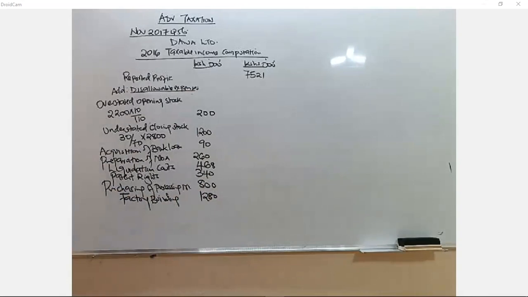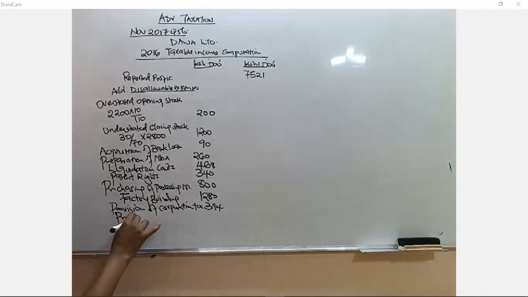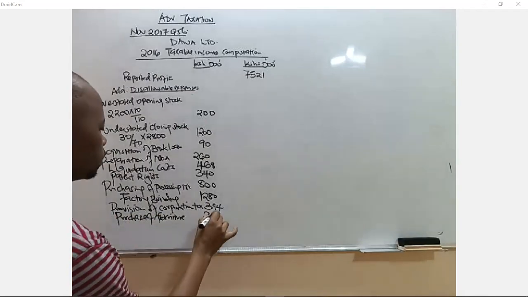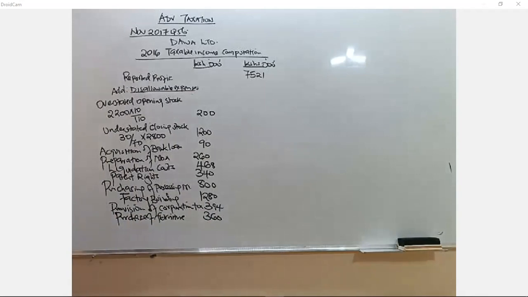Then we are also told, we said all the provisions are disallowable, except only one, provision of corporation tax. We are being given 394. We have purchase of furniture, I'm being given 360. That is the purchase of furniture. We have direct allowances, which I said is allowable. We have VAT appeal, we are talking about 120.